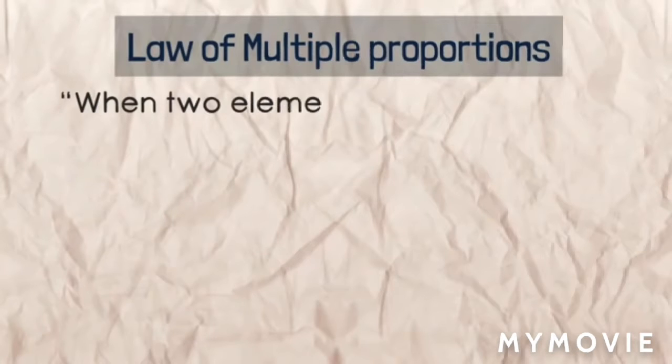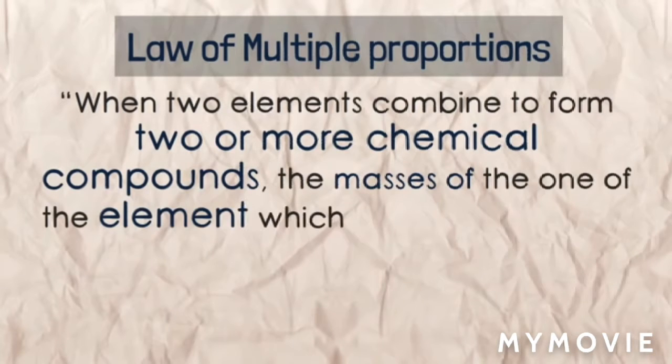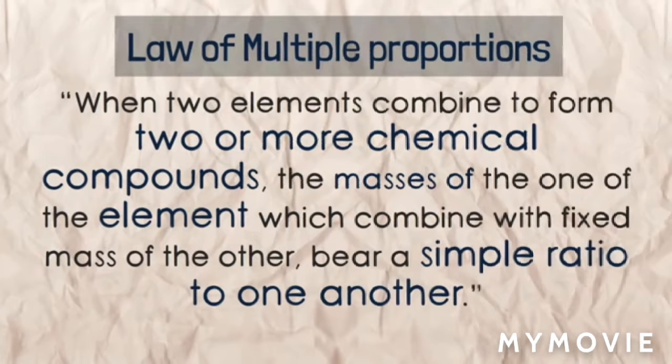Law of multiple proportions. When two elements combine to form two or more chemical compounds, the masses of the element which combines with a fixed mass of the other bear a simple ratio to one another.